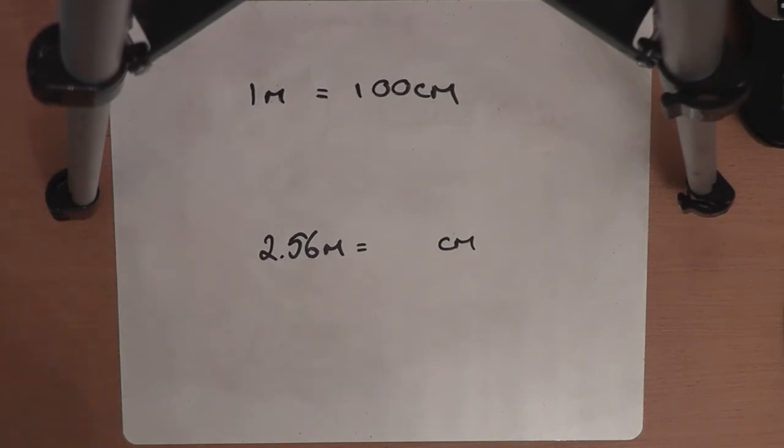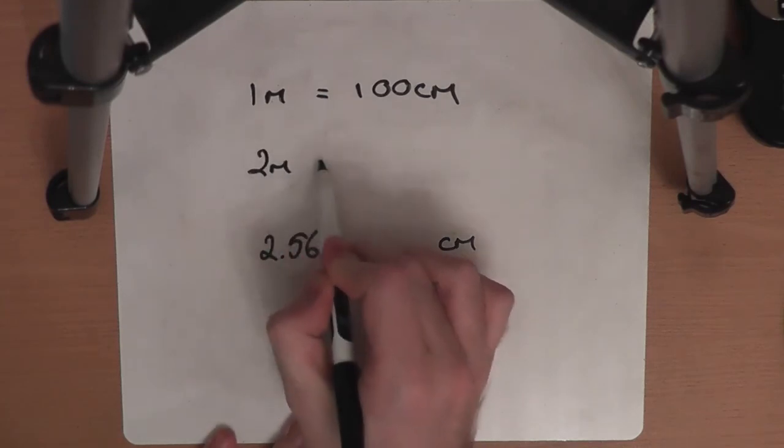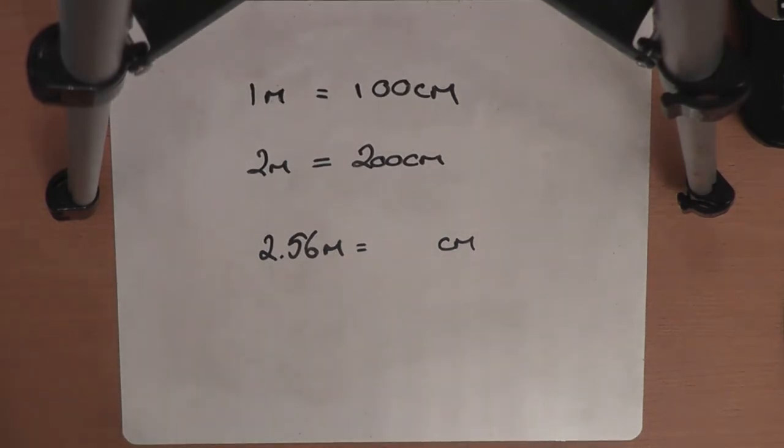Well, maybe we can't go straight from the 1 meter to the 2.56, because timesing by 2.56 is not the easiest thing to do. Maybe we could find some other facts that are nearby, and we can use them as clues to help us get towards this answer. Well, we know that 1 metre is 100 centimetres, so it must be the case that 2 metres is 200 centimetres. So we know that 2.56 will be somewhere around about 200 centimetres.